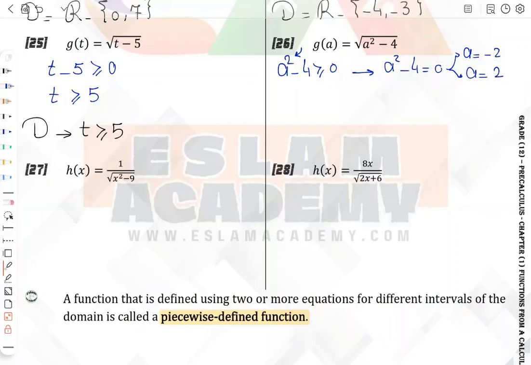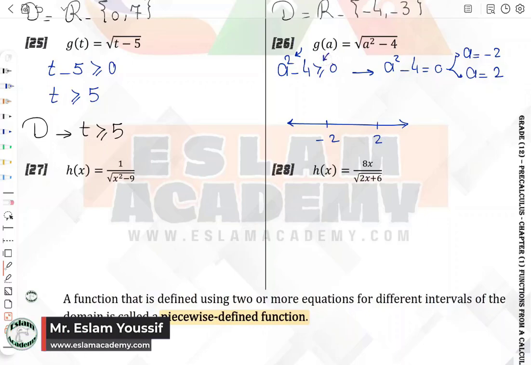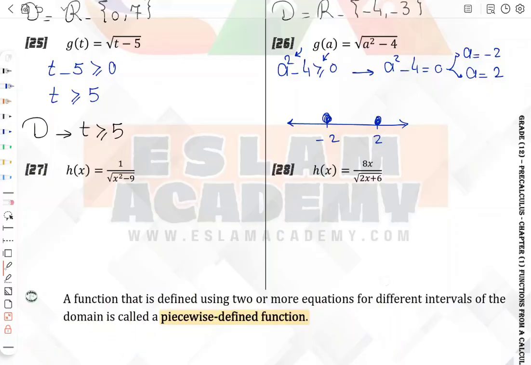To solve the inequality, we just draw the number line. Just write negative 2 and positive 2. Once it's greater than or equal, it will be closed. Now we need to check which part is above the x-axis and which part is below the x-axis. a^2 minus 4 is represented by a parabola. Minus 4 means the graph is shifted 4 units down. So that's how the graph of the parabola looks.